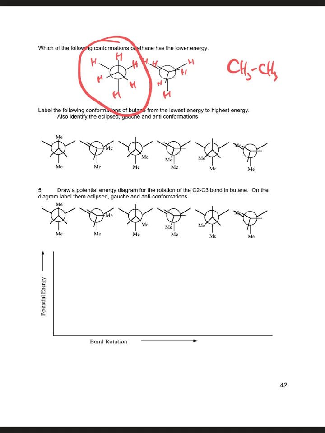Then the next thing, we have the conformations of butane, and we want to label them from lowest to highest energy. So this one is the lowest energy because the methyls are as far apart as they can get. This one is going to be the highest energy because the methyls are as close together as they can get. Then we have a methyl to hydrogen in this and a methyl to hydrogen in this one. So those are going to be close together, so those are going to be tied. And then we have these where the groups are farther apart.